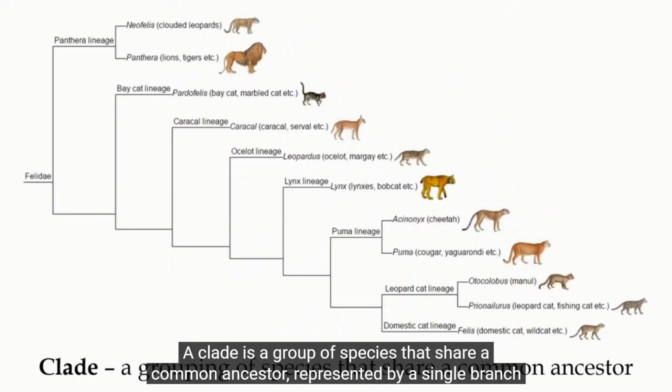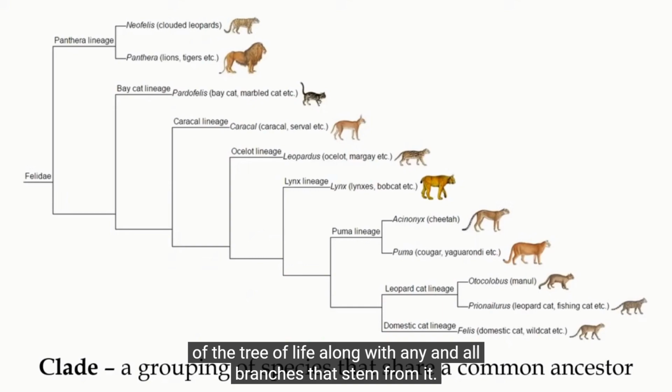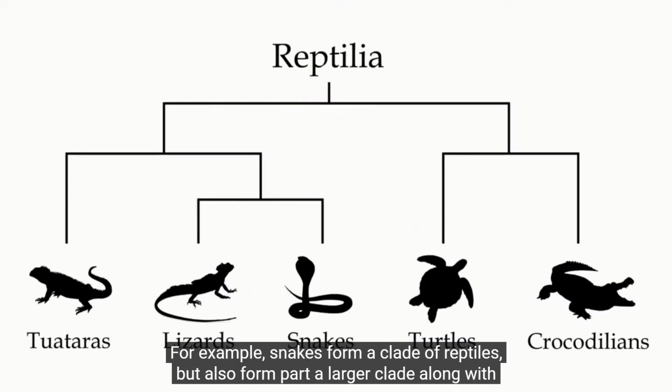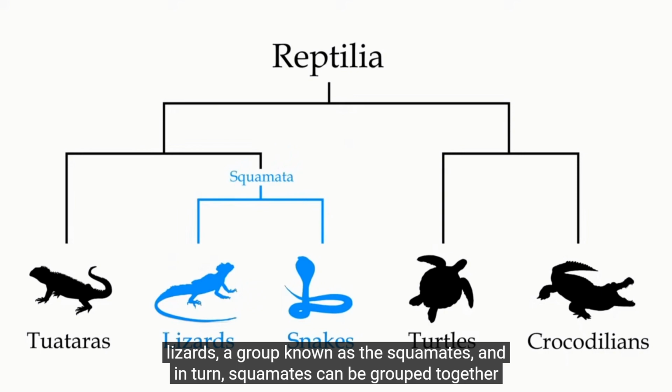Now let's see how they evolve. A clade is a group of species that share a common ancestor, represented by a single branch of the tree of life, along with any and all branches that stem from it. For example, snakes form a clade of reptiles, but also form part of a larger clade along with lizards, a group known as the squamates.